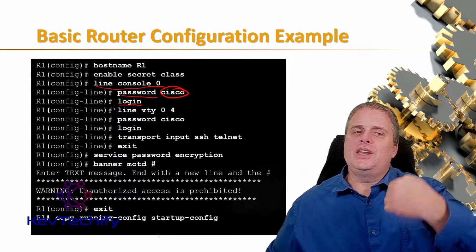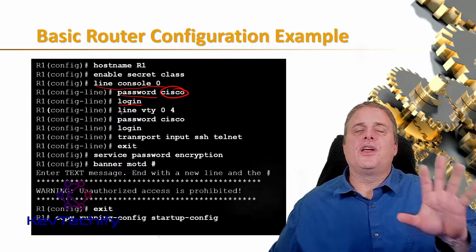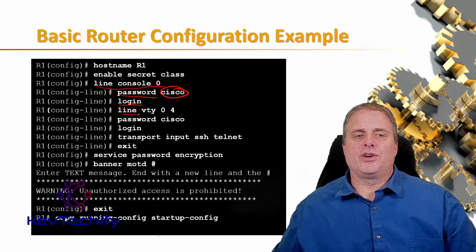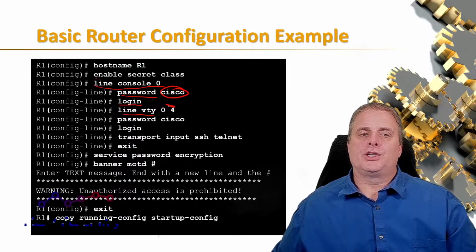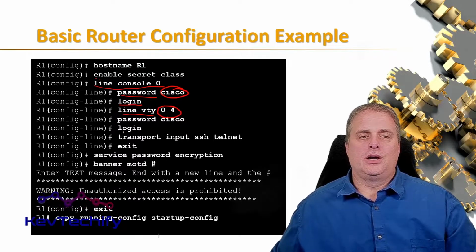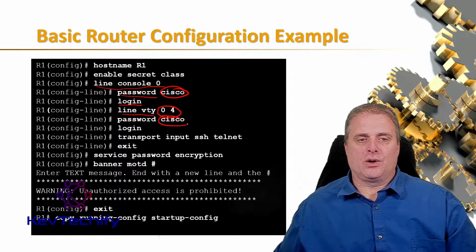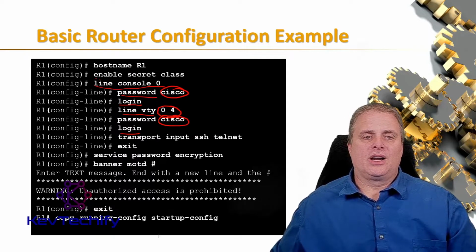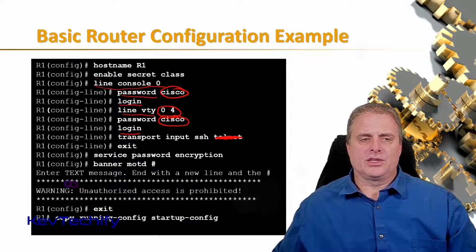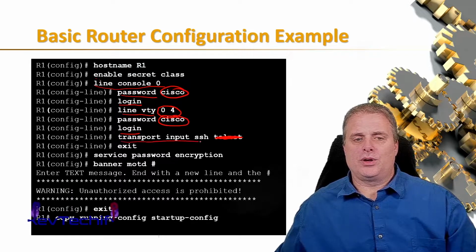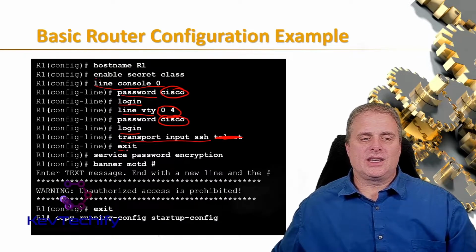And then notice we don't need to exit out because we're going to configure another line. And so we're looking at configuring our virtual terminals. Once again, make sure you enter that range in here. We set the password here of Cisco. We apply it to the login process. We are setting our transport input to SSH. Oh, telnet shouldn't be there. I don't know why it is. But this is what the command should be, transport input SSH. Then you can exit out.